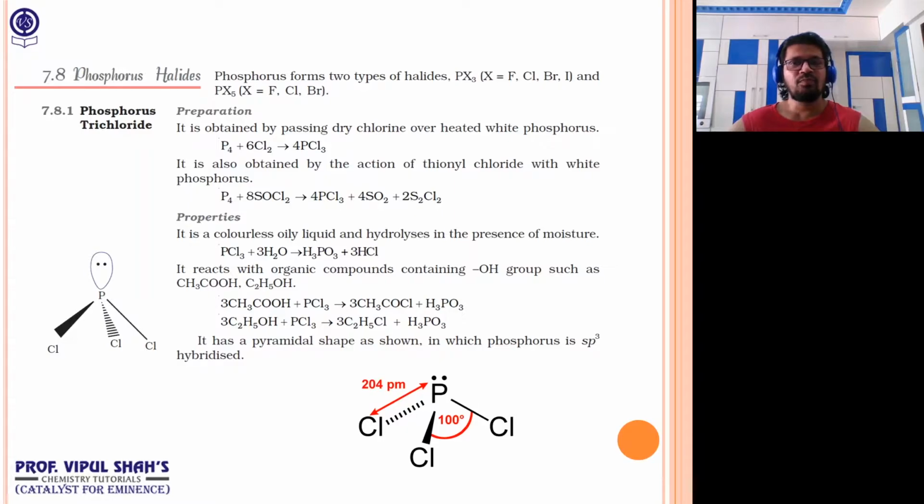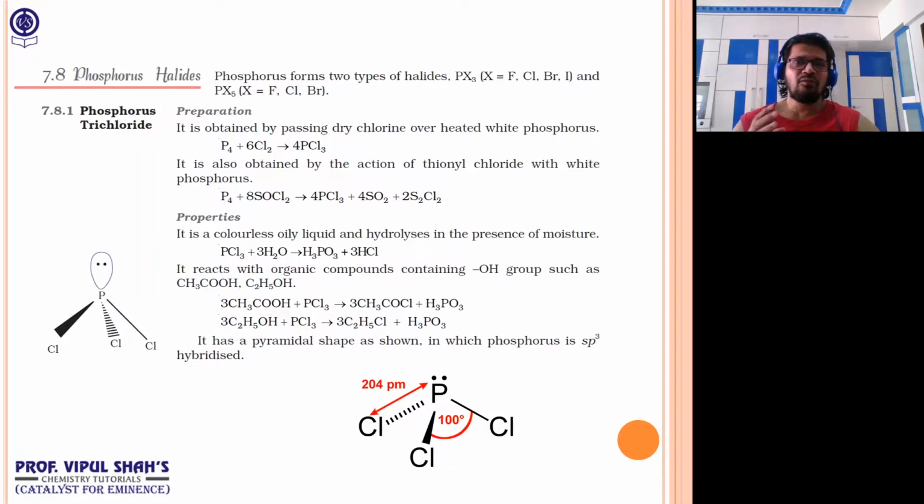Let's start with PCl3. First of all, phosphorus has atomic number 15, so its configuration is neon 3s2 3p3. If I write the electrons with respect to Hund's rule, there is a lone pair in the 3s orbital and 3 unpaired electrons in the 3p orbitals, that is 3px, 3py and 3pz. Now when it forms a compound like PCl3, what exactly happens?